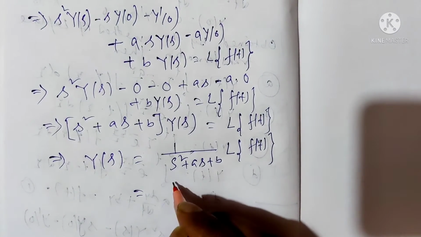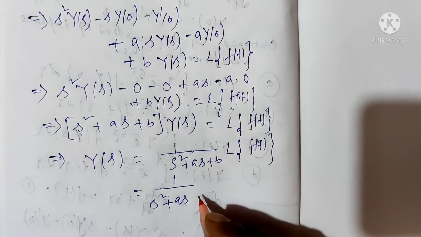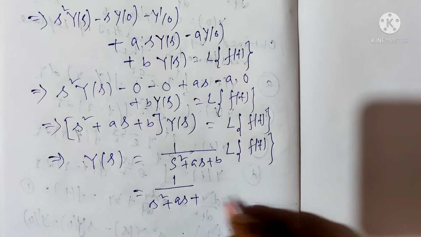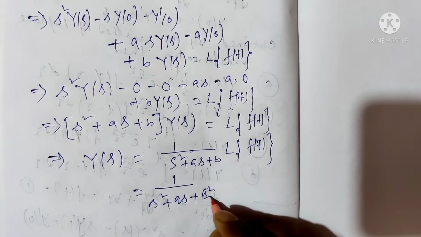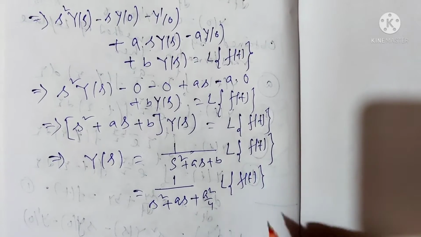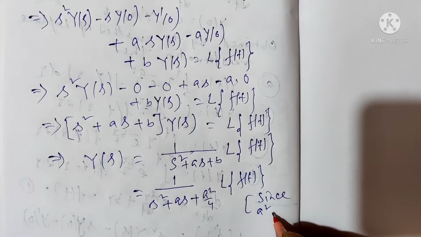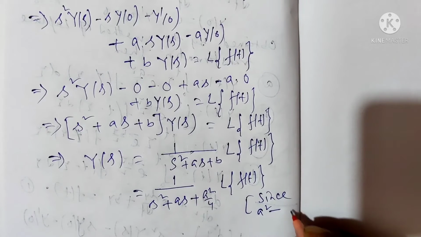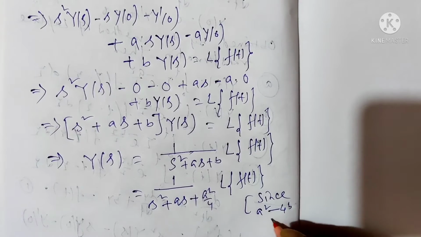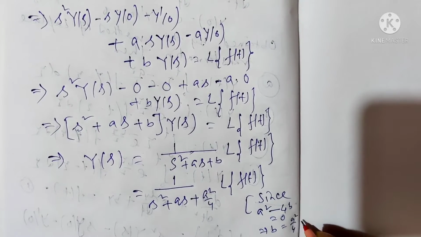That implies s square plus s plus a square by 4 L of ft. Since a square minus 4b equals 0, this implies b equals a square by 4.